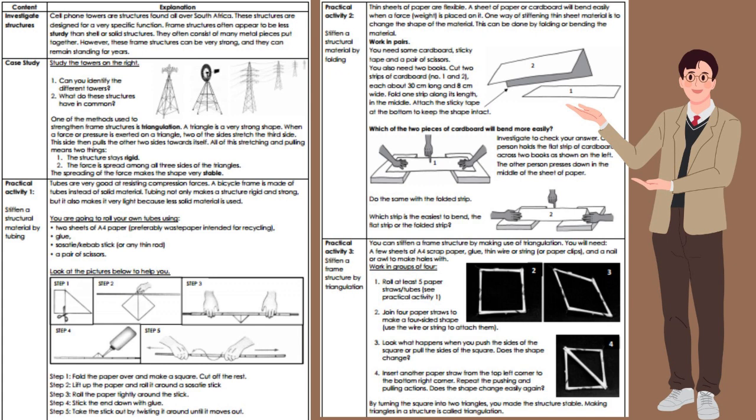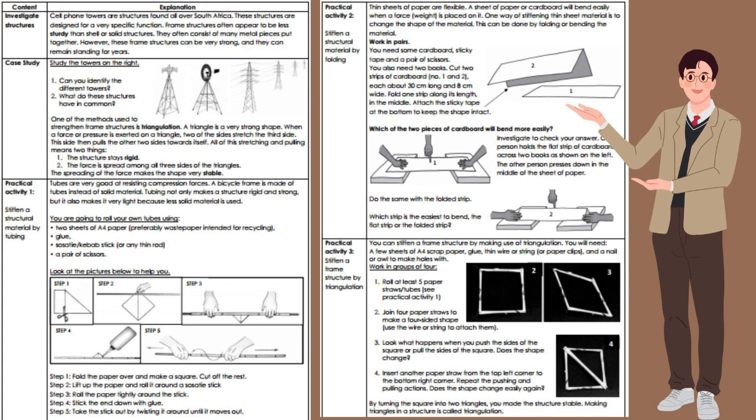Practical activity 2. Stiffen a structural material by folding. Thin sheets of paper are flexible. A sheet of paper or cardboard will bend easily when a force, weight, is placed on it. One way of stiffening thin sheet material is to change the shape of the material. This can be done by folding or bending the material.